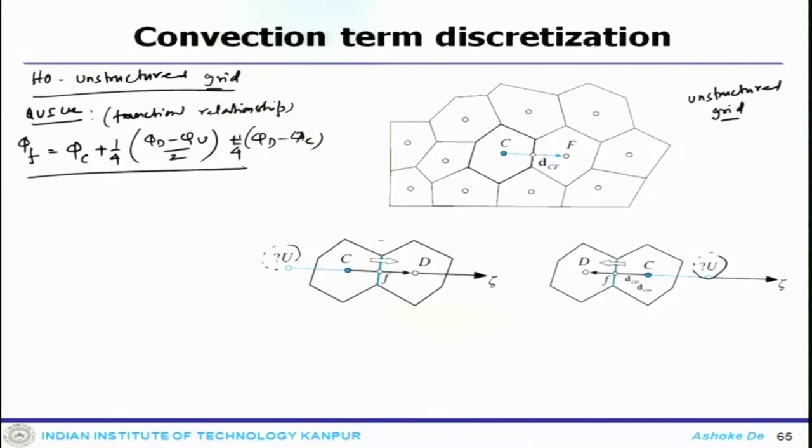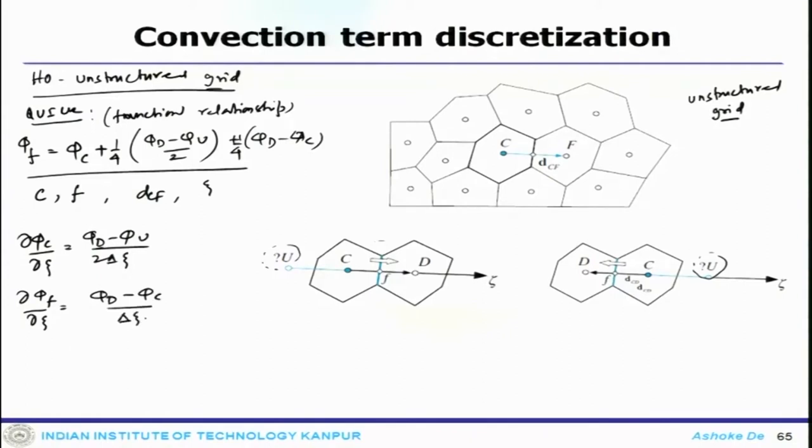Now, you can approximate the gradients at C and F, where your direction DCF will come into the picture, or the xi direction that we have shown for the curvilinear system. Then what you can get: del phi c by del xi equals phi d minus phi u by 2 delta xi, and del phi f by del xi would be phi d minus phi c by delta xi. So, this is how you can get it.